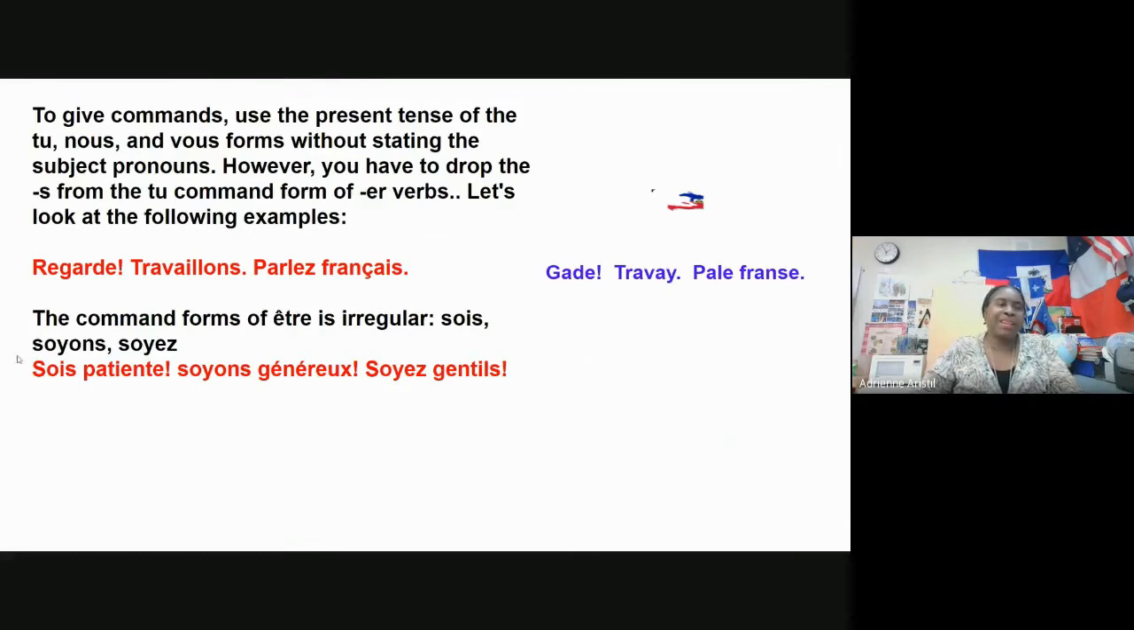speak French. The command form of être is irregular. Sois, soyons, soyez. Some examples here. Sois patient, be patient. Soyons généreux, be generous. Soyez gentil, be nice. In Creole, gardez travail. Parlez français. That's the only one I translated. Gardez travail, parlez français.